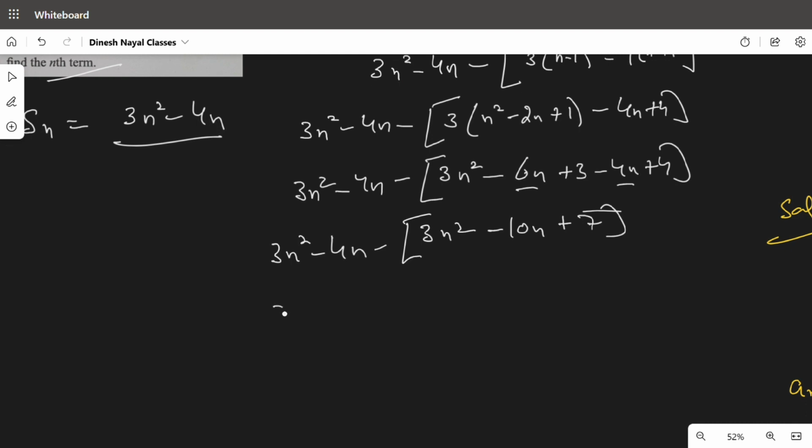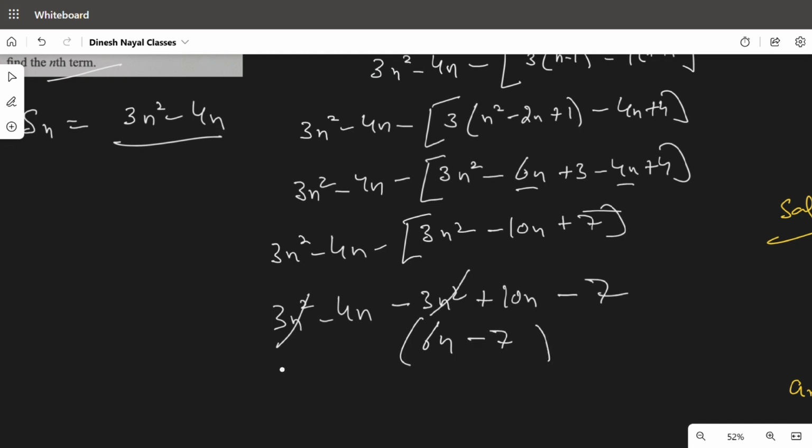So this will be 3n square minus 4n, minus 3n square. Over here it is minus, so the sign of everything will be changed: minus 3n square, this becomes plus 10n, and minus 7. We can see that 3n square minus 3n square is cancelled. Minus 4n plus 10n is 6n, and this is just minus 7. So this is the nth term of an AP: the nth term is 6n minus 7.